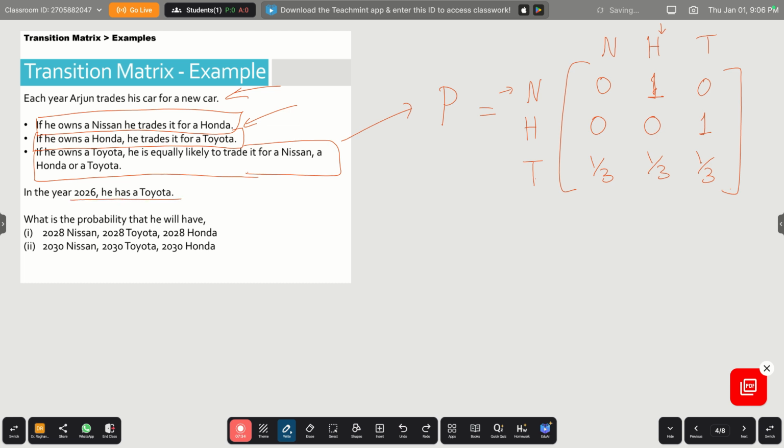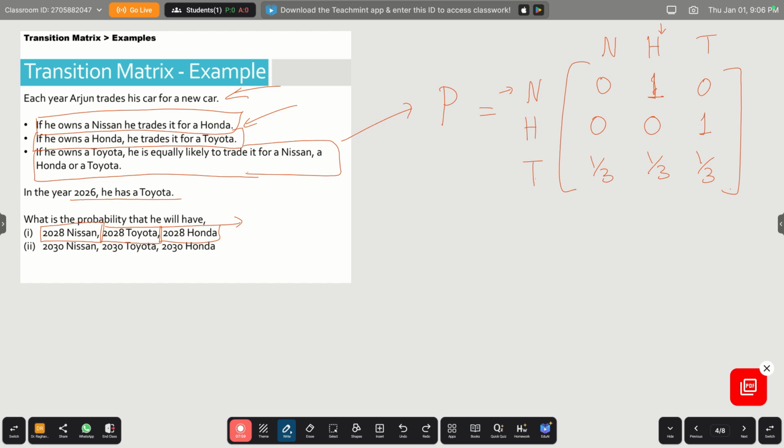Okay, so this year suppose he has a Toyota. What is the probability that in 2028 he will have a Nissan? Or what is the probability that in 2028 he will have a Toyota? Or what is the probability that in 2028 he will have a Honda? Which will have the more chance? Okay, that we need to calculate.